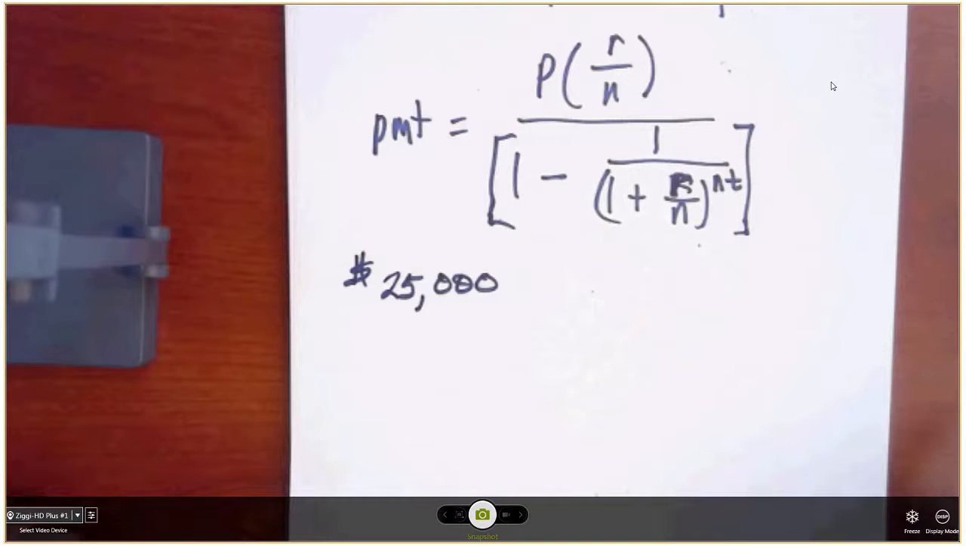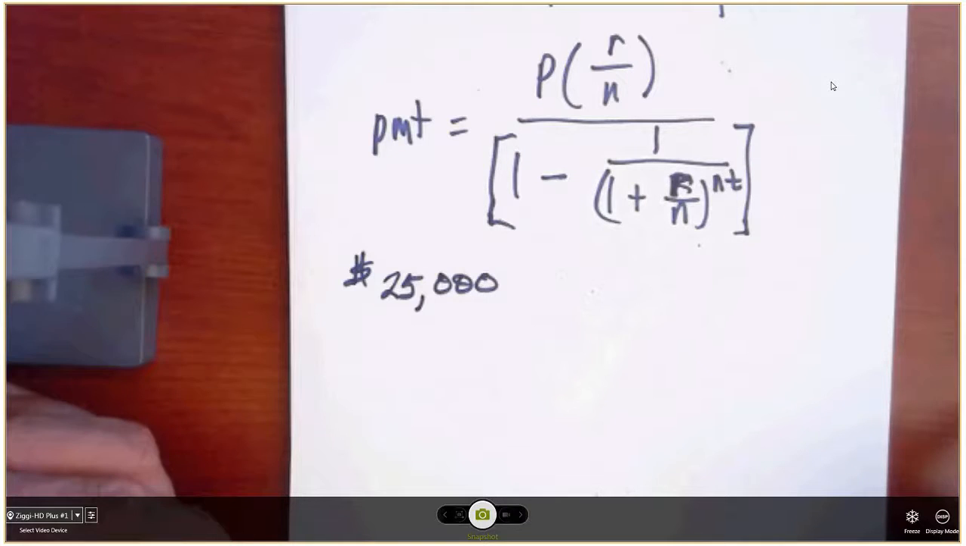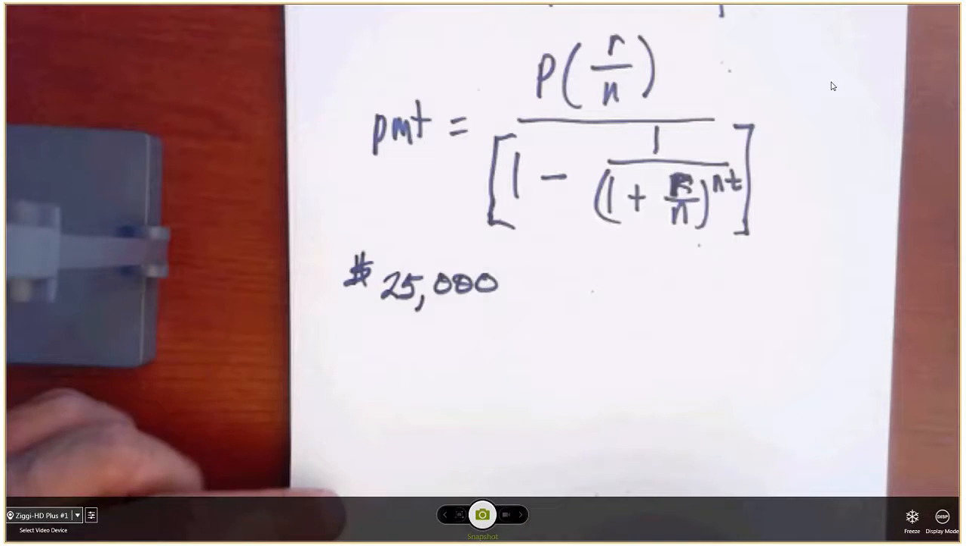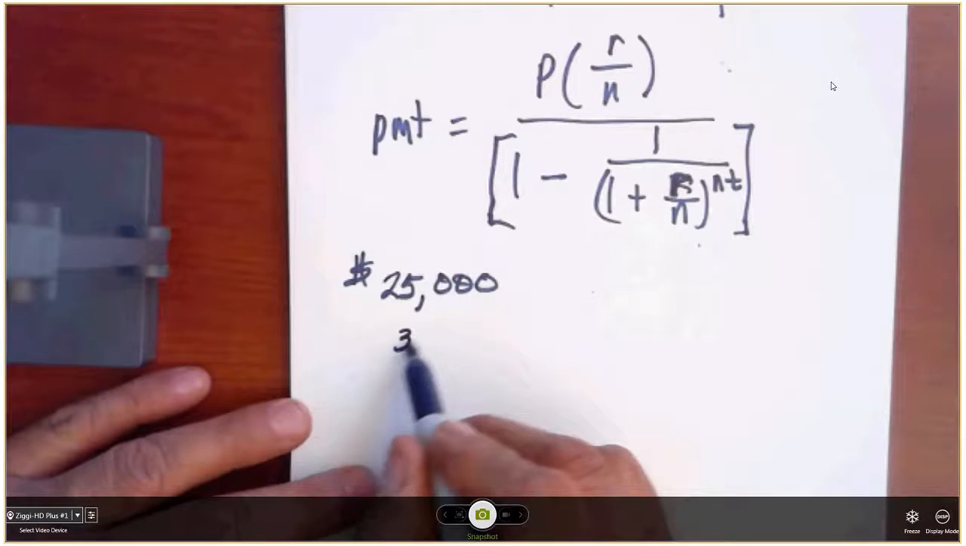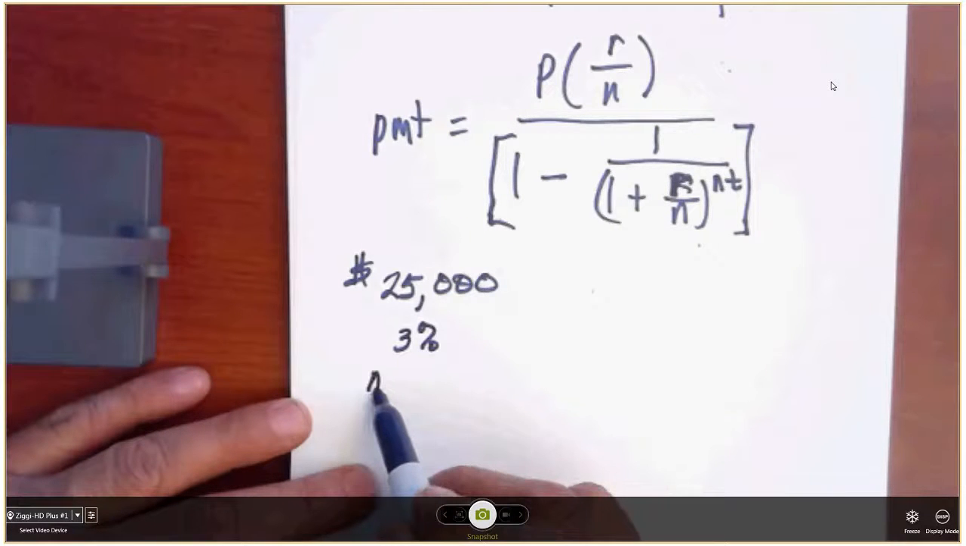And they're going to say, okay, has anybody bought a car lately? What's the going rate on a car? Anybody know? Depends. They say 0% financing. Yeah, whatever. Is it like 3% right now or what? We'll go with that. Okay. Let's say that they say 3%. And of course, monthly payments, so N is equal to 12.